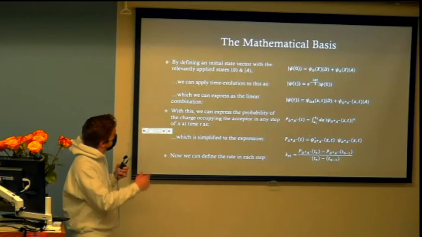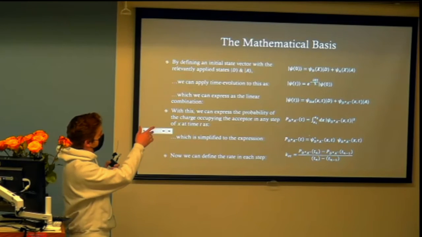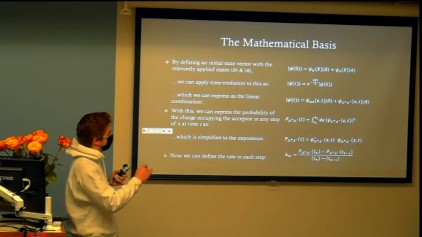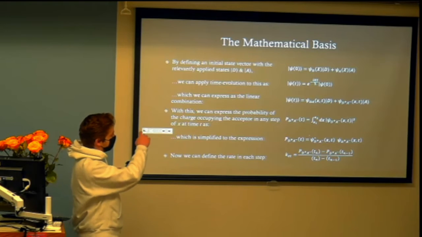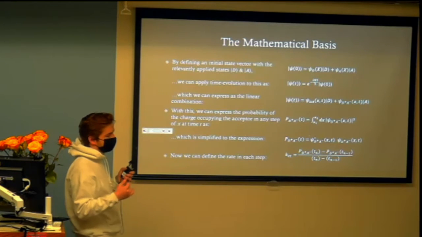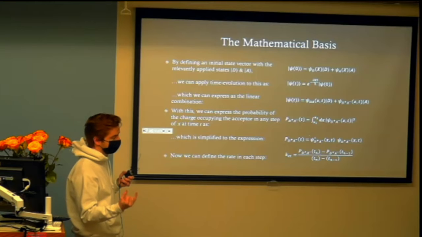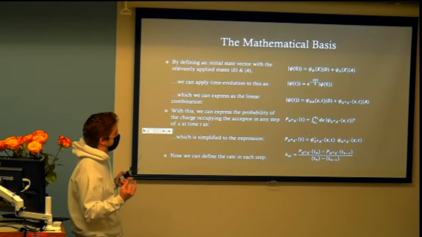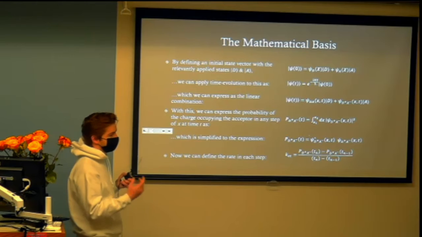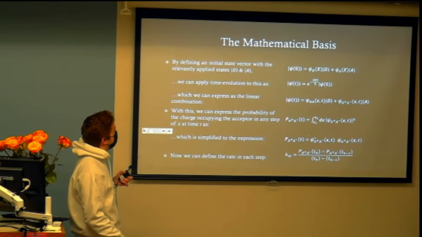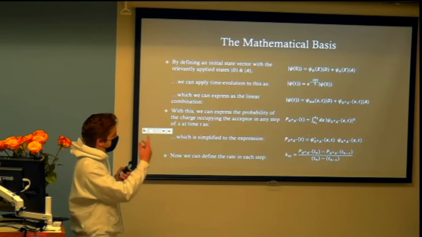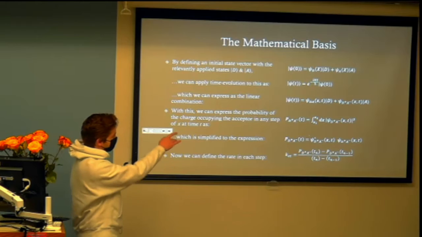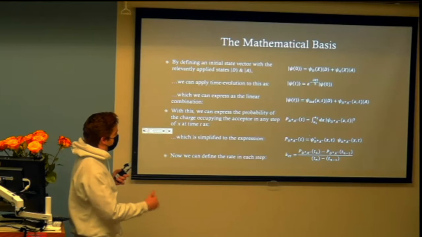So here's the mathematical basis. We want to define our initial state vector, that's the thing on the left. And we want to define it by being composed of wave functions, and with the application of its relative states. We apply time evolution to this, and we can get this as the linear combination of those.